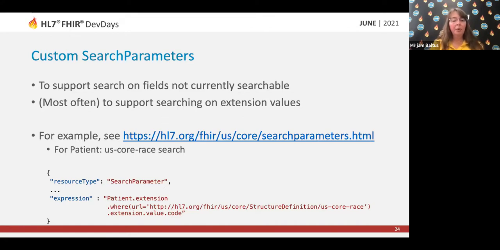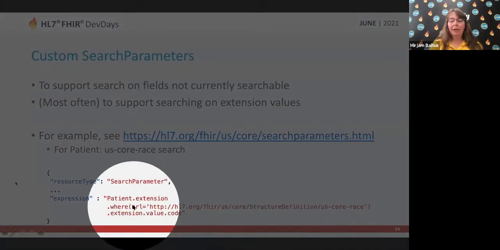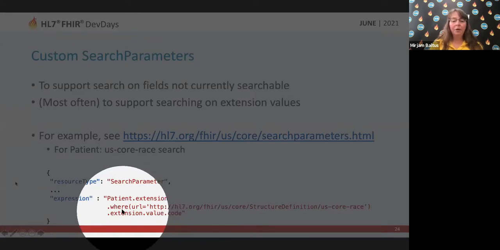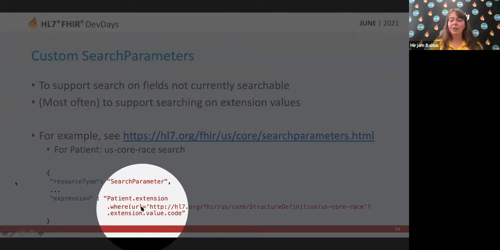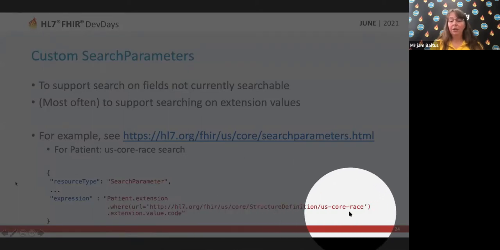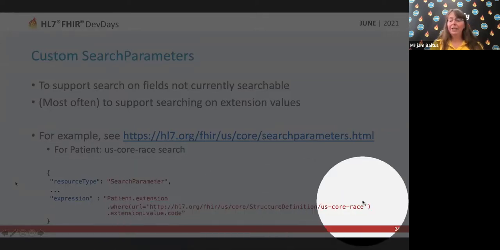So here's an example. I've taken out most of the parts of the search parameter, but the expression, of course, is the FHIRPath expression again. So we see that they say, okay, this search parameter looks at patient.extension. And then we have a where clause selecting just those extensions with the URL listed here. So that's the US Core race canonical URL in that where clause. So only extensions with the US Core race URL, they are selected.